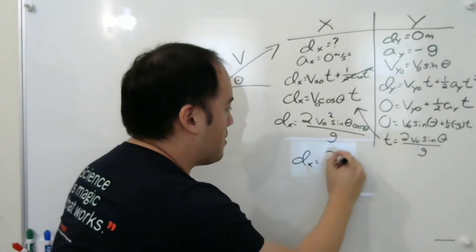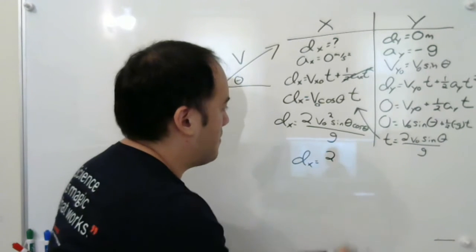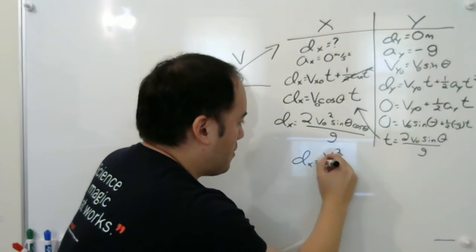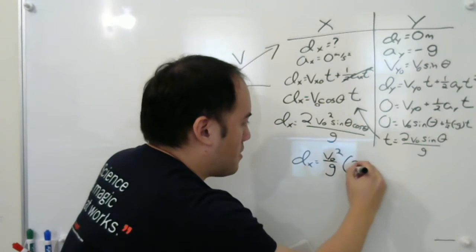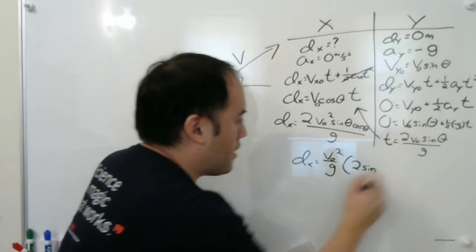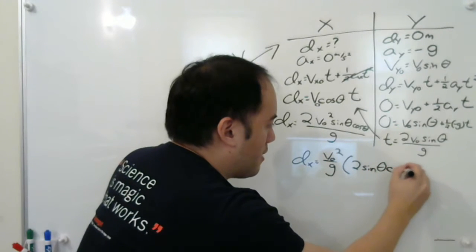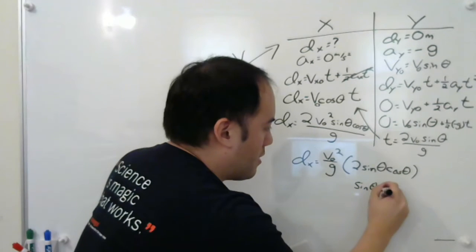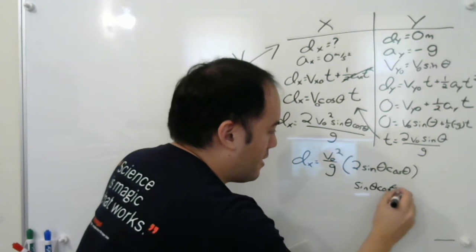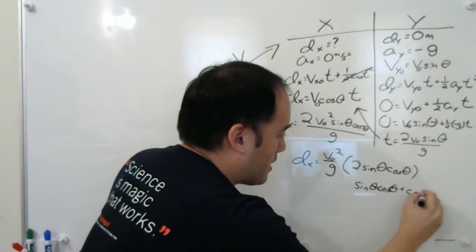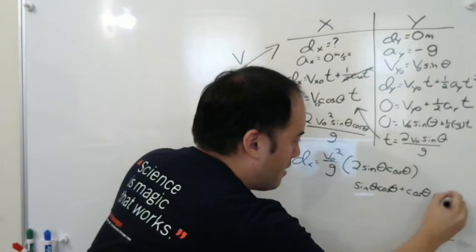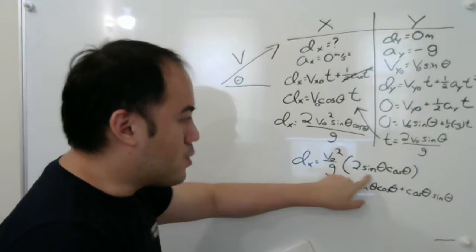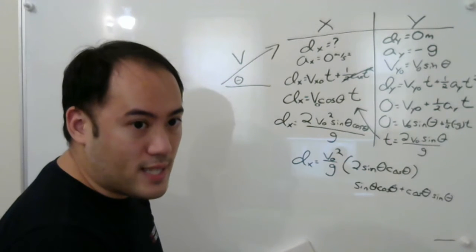dx equals v naught squared over g times 2 sine theta cosine theta. Another way to write this is sine theta cosine theta plus cosine theta sine theta. You probably don't need this step if you recognize this. It's a trig identity. 2 sine theta cosine theta is sine 2 theta.